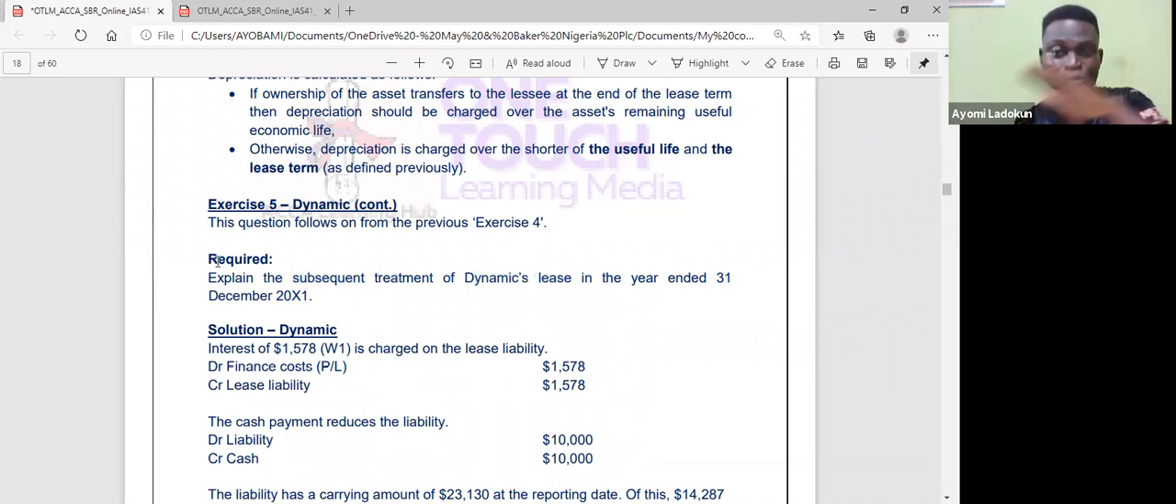But because I needed to break it down, I first took you through what to do around the initial carrying amount. So if the examiner asks you what will be the subsequent treatment, then you have to start from the initial carrying amount. Because if you don't know the initial carrying amount, you will not know the value you're going to import into your subsequent treatment. Is that okay?